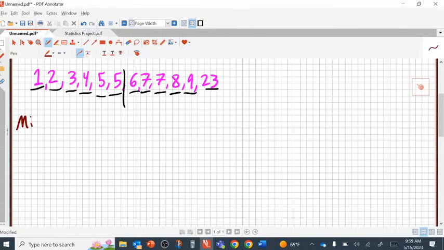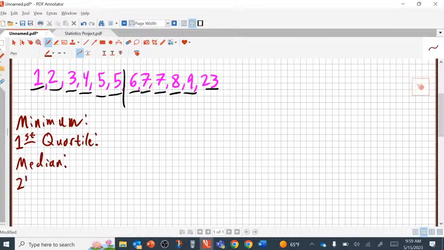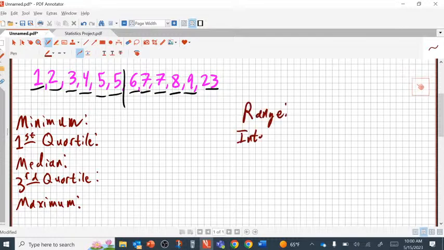Absolutely. There's the minimum. Well, I'm going to give it in order, though. First quartile, median, second quartile, third, excuse me, my apologies, third quartile. I know, because where'd the second one go? It's the median. And then the maximum. And then there's these two bonus things. The range and the interquartile range.